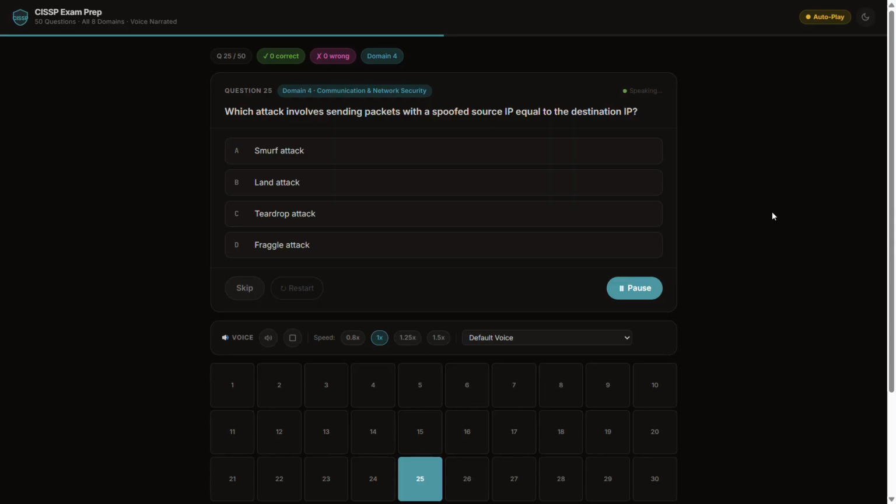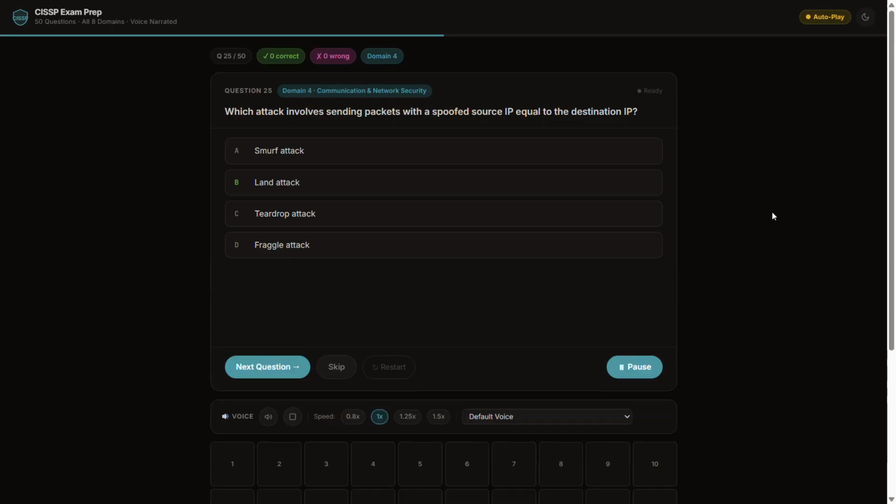Question 25. Which attack involves sending packets with a spoofed source IP equal to the destination IP? Options: A. Smurf attack, B. Land attack, C. Teardrop attack, D. Fraggle attack.